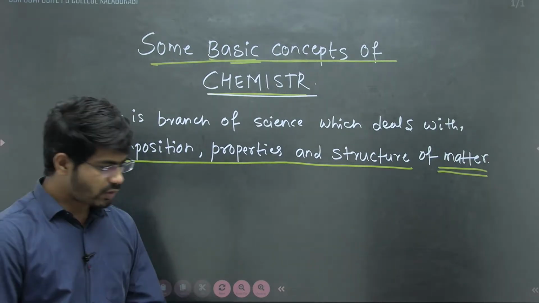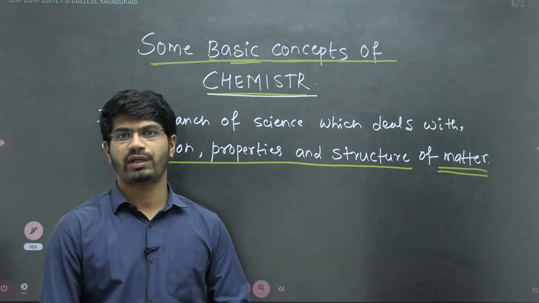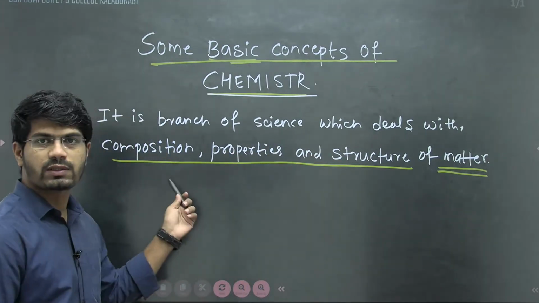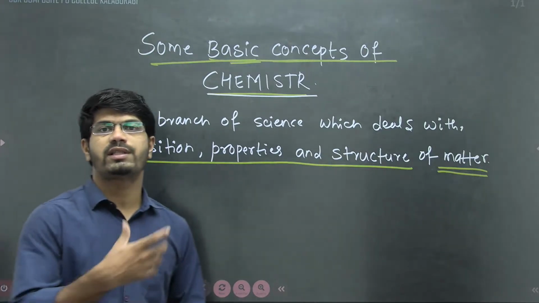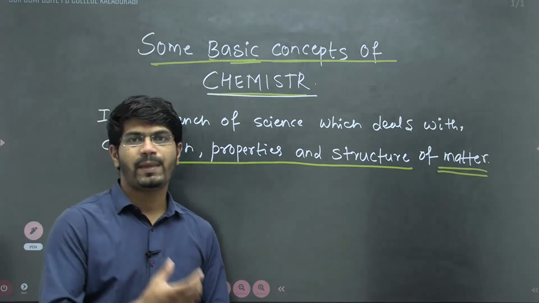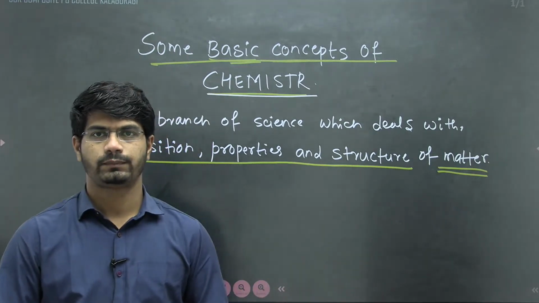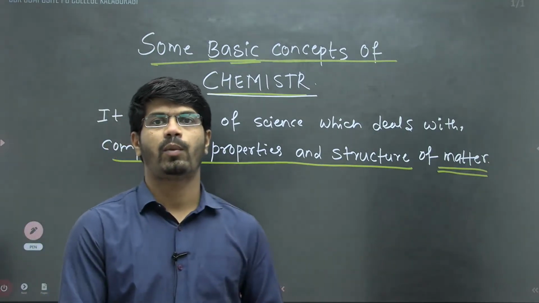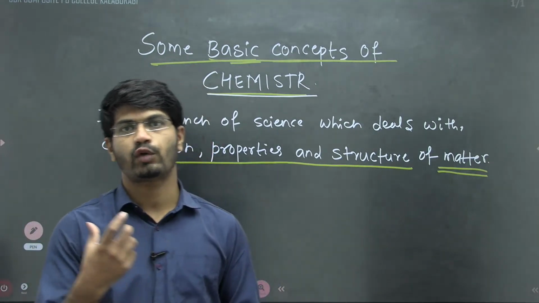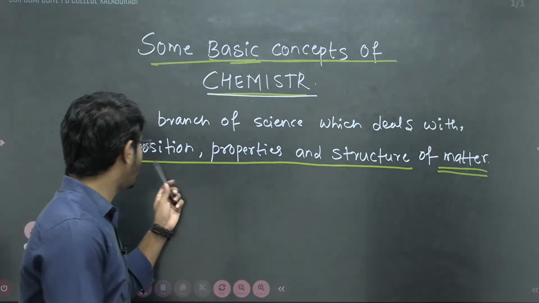Getting? So all the chemistry we are going to study is about their compositions. What does composition mean? How are they made? What elements are present? How are they combined? Which molecule is formed based on which proportion? What is the ratio of that molecule? All that comes under composition.